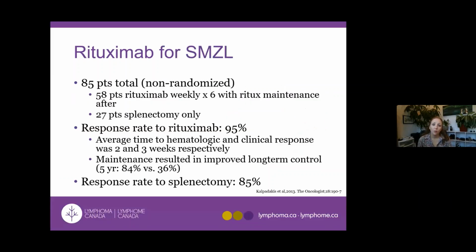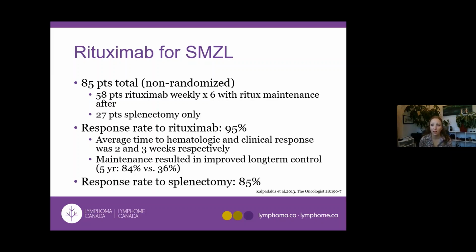So, recognizing all these issues that taking the spleen out presents, we started to wonder whether we could use rituximab alone for this very slow-growing lymphoma, splenic marginal zone lymphoma. In this study, they looked at 85 patients total, and the majority of them got rituximab weekly for 6 doses, and then rituximab every 2 months afterwards, which is called rituximab maintenance.